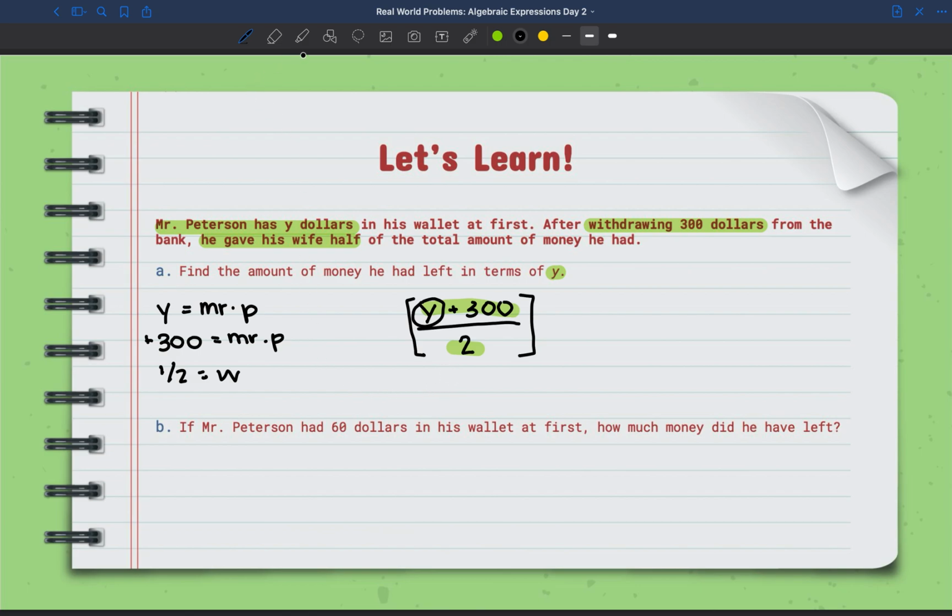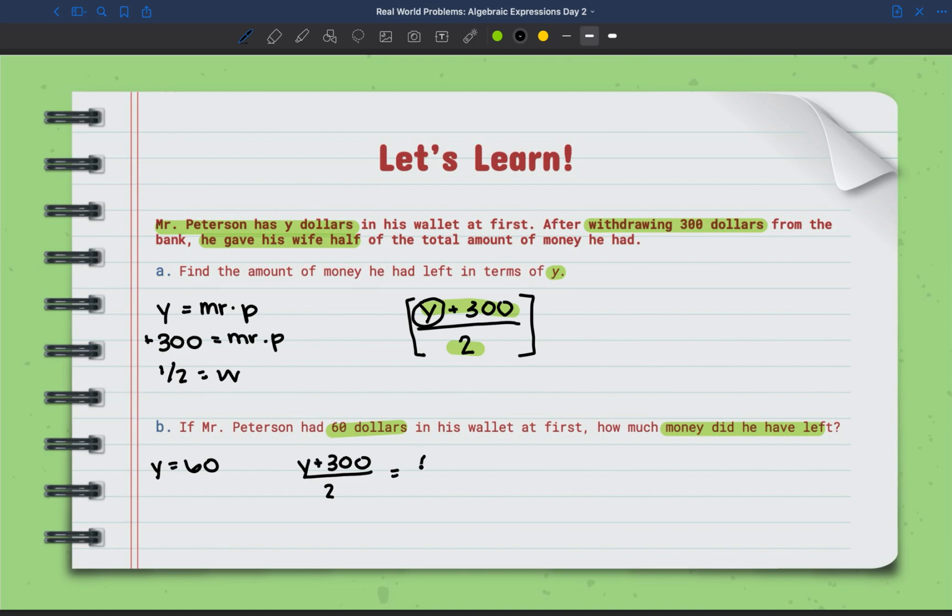Looking at part B, it says, if Mr. Peterson had $60 in his wallet at first, how much money did he have left? So if he had $60 in his wallet, and we're trying to figure out how much money he had left after he gave his wife half. Well, now we know what Y equals. Y equals 60. And we solved in part A our algebraic expression. So now we know Y plus 300 divided by 2. We can substitute our value of our variable in.